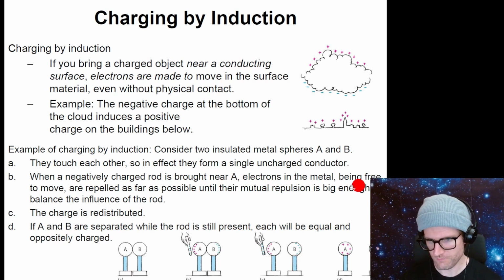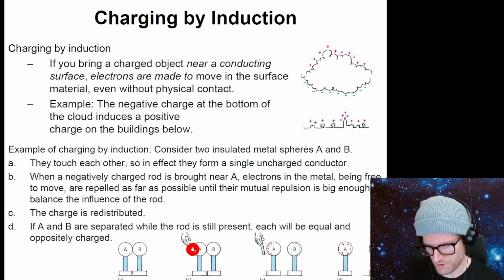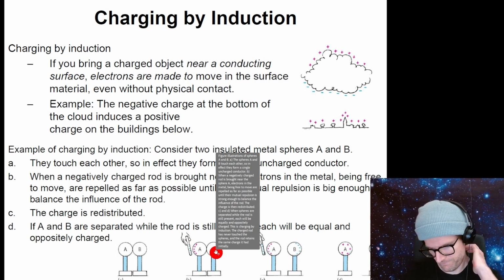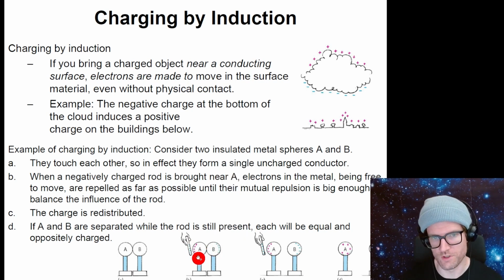Then step B is when a negatively charged rod is brought near A, electrons in the metal, being free to move, are repelled as far as possible until their mutual repulsion is big enough to balance the influence of the rod. So we bring a negatively charged rod nearby. This pushes the electrons from sphere A into B. That leaves behind a net positive charge. And the electrons running away from the negative rod build up a negative charge on sphere B. So these are induced charges here on A and B.